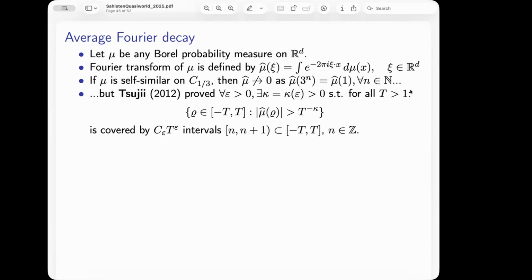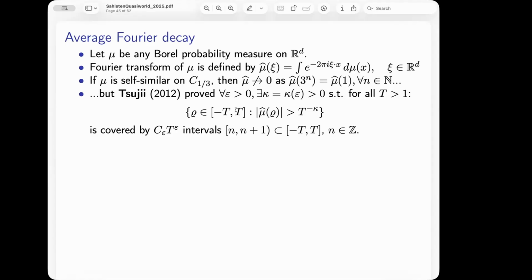But then Varjú and Chui proved in 2012 that for self-similar measures there is an average Fourier power decay. You can use these covering numbers essentially to state it: if you take any epsilon, then there is a kappa such that for any large t, this set of peaks, which let's call the spectrum of the measure, is small. So the spectrum has to be quite small.